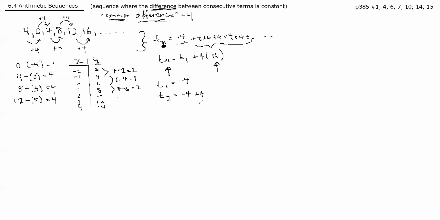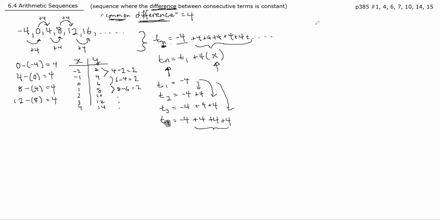Just once, right? If I have T3, how many times did I add the 4? Once, and then twice, right? And if I have T4, I start with a -4. How many times did I add the 4? This gives me T2, this gives me T3, and this gives me T4.